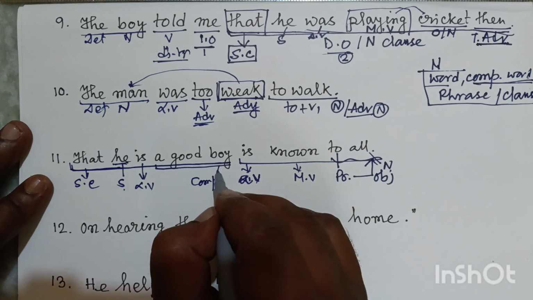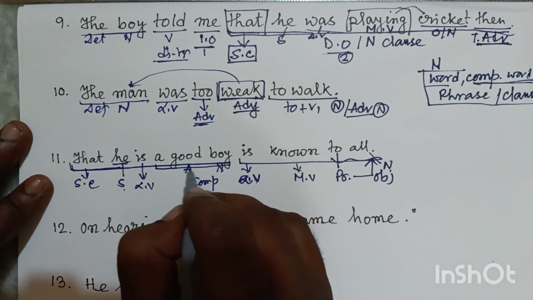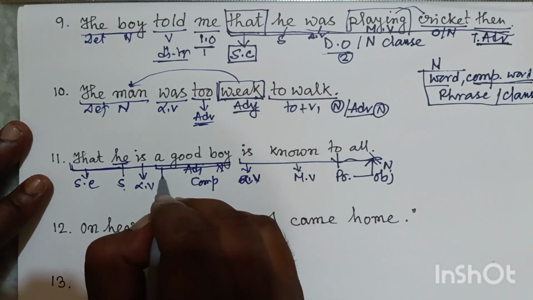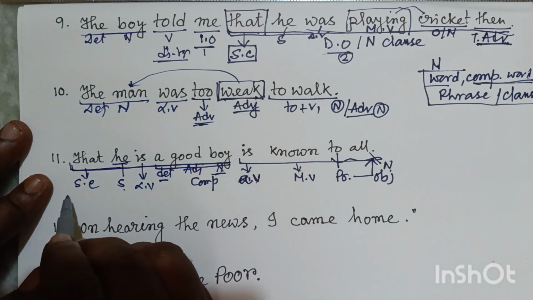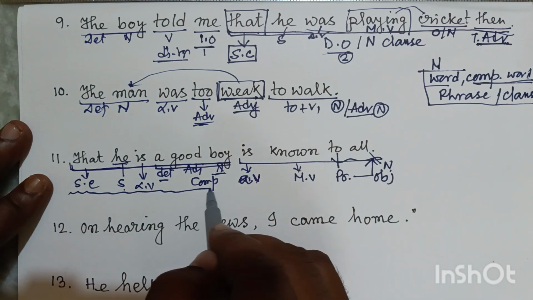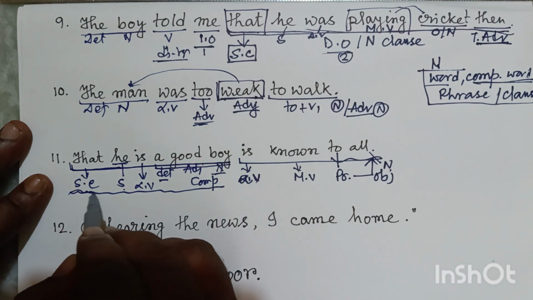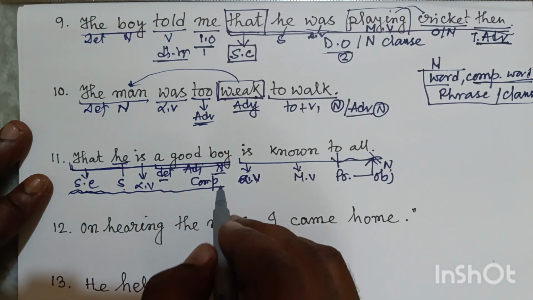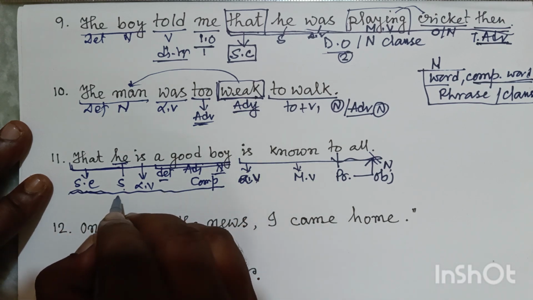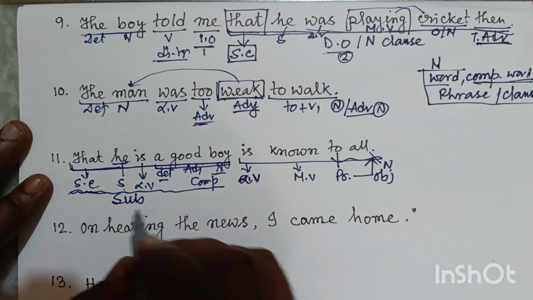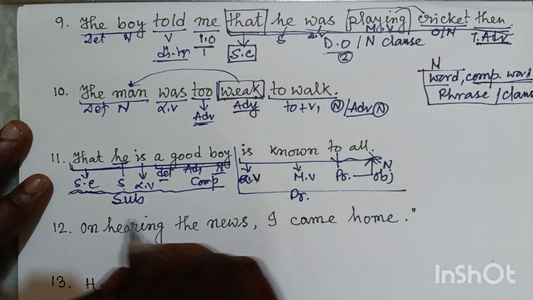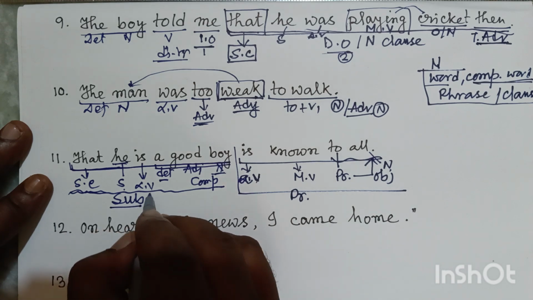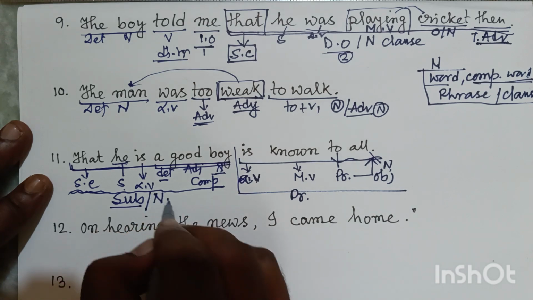So in this phrase, boy is the noun, good is the adjective, a is the determiner of the noun boy, and entirely it is a subordinating clause, and it is used as a subject of this sentence, and this part is the predicate. This part is subject. So as it is subject, obviously it's a noun clause.